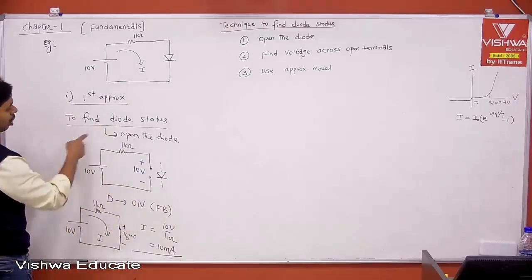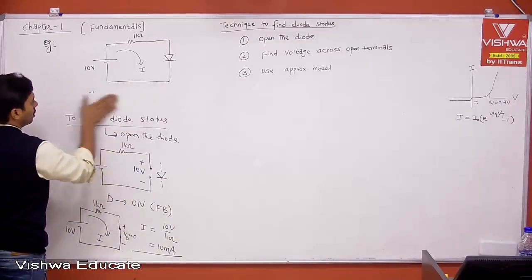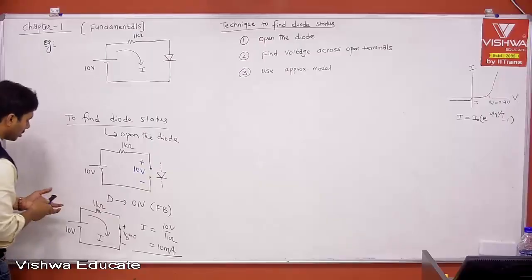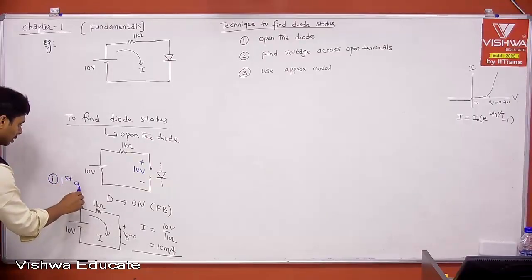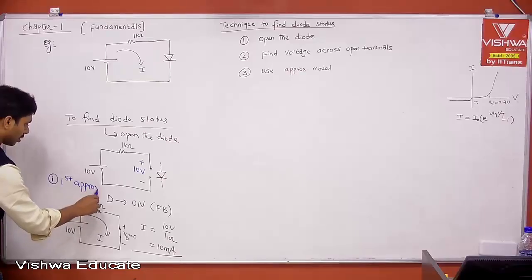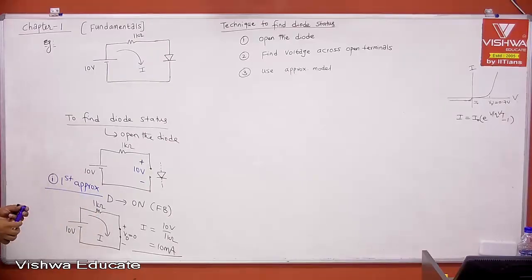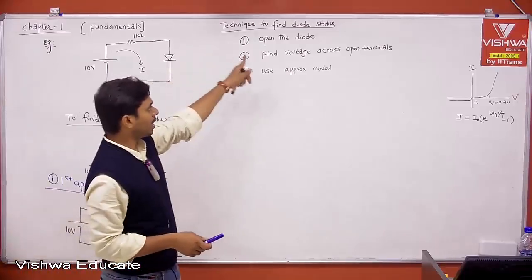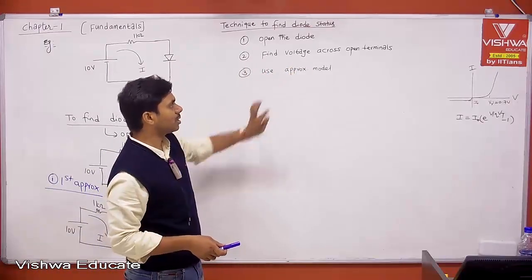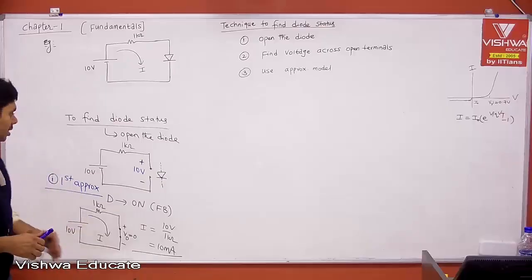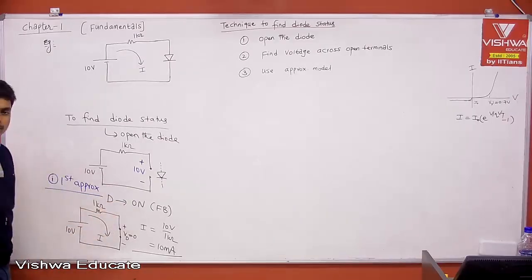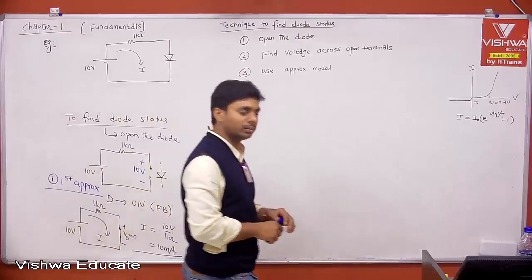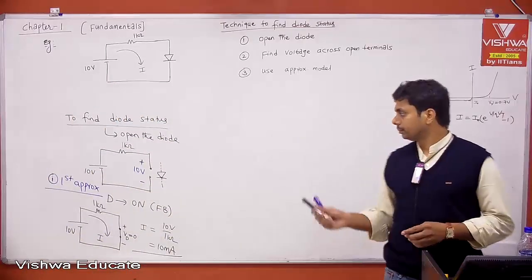This is what is common for all the approximations. Now you can say this is case 1 using first approximation. We are trying to solve the problem using first approximation. Open the diode, find the voltage across the open terminals, then use the approximate model. What is asked in the problem statement? Therefore, in the first approximation, when it is on, it means short circuit. That is what I told in the first approximation.